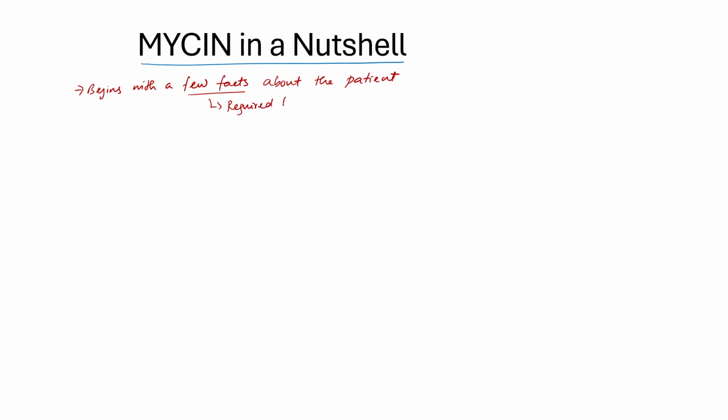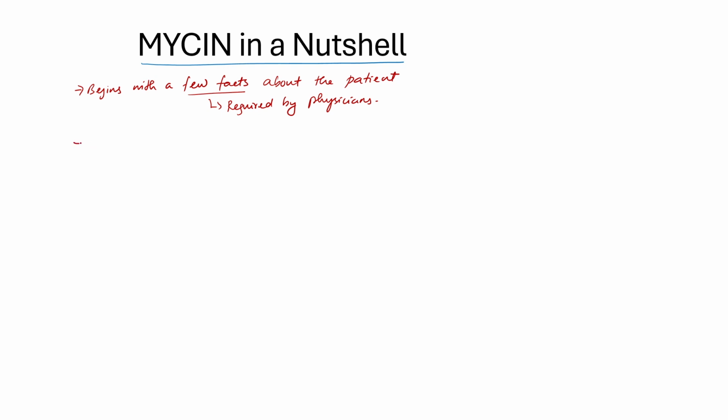So, what is it in a nutshell? In a nutshell, it begins with a few facts about the patient. Why do you need these few facts? These few facts are required by physicians. The height, weight, all those kinds of things. The physicians need it, the system does not need it.